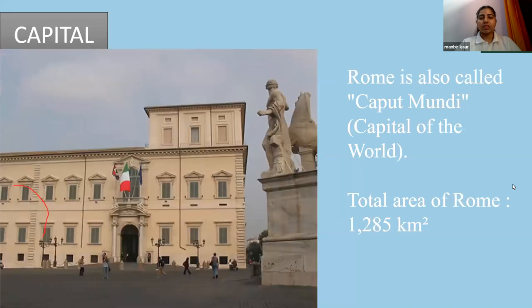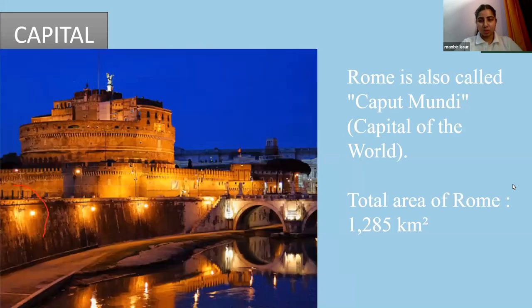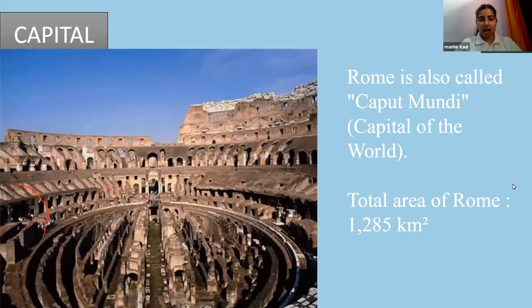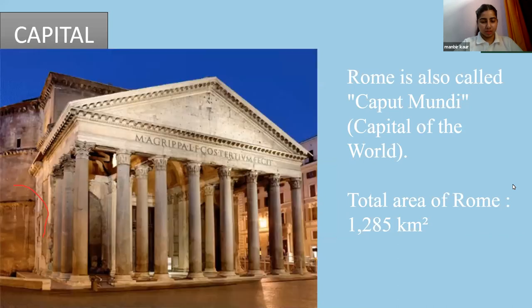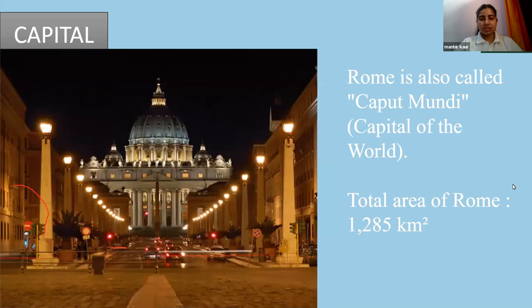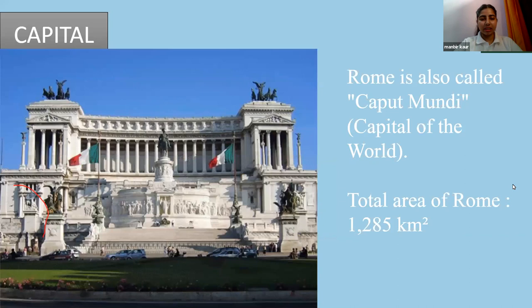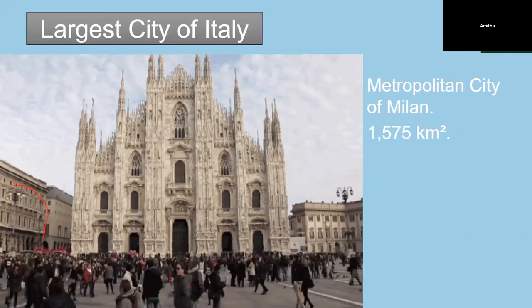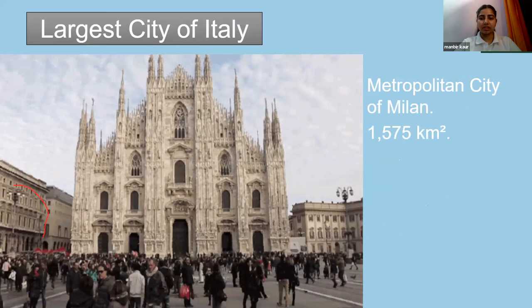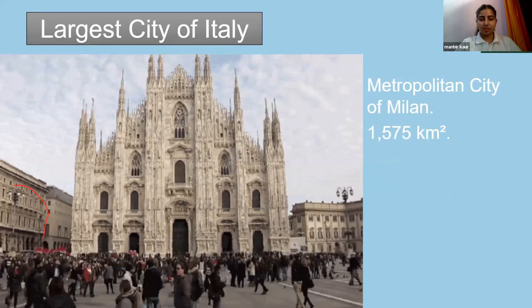The capital of the country is Rome, which is often called Caput Mundi, which means the capital of the world. Rome covers an area of 1,285 square kilometers. The largest city of Italy is the metropolitan city of Milan, which covers an area of 1,575 square kilometers.